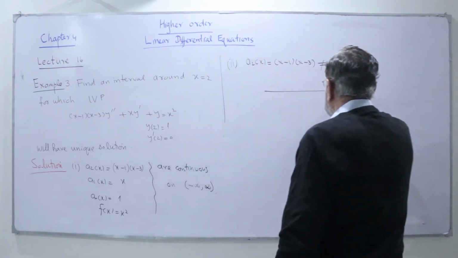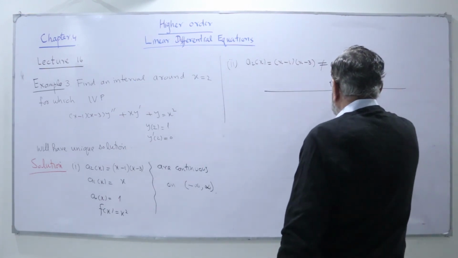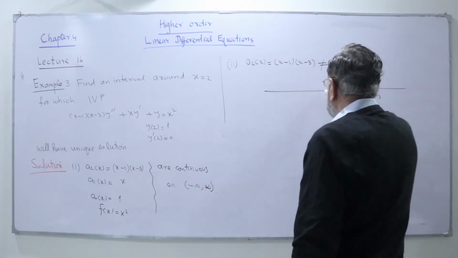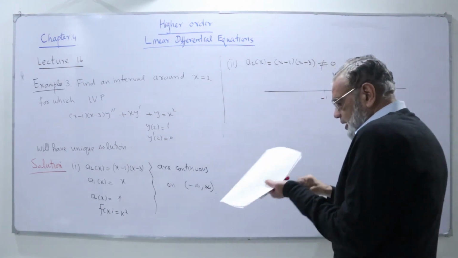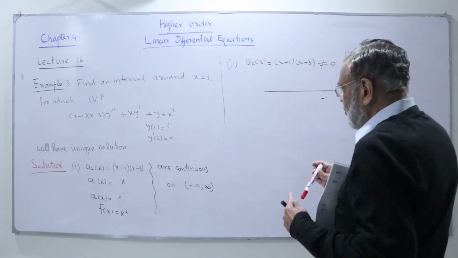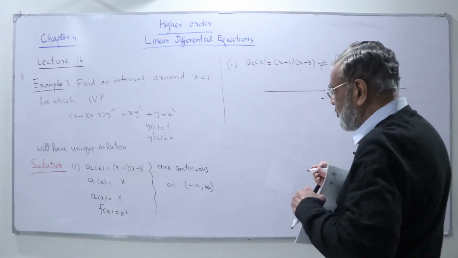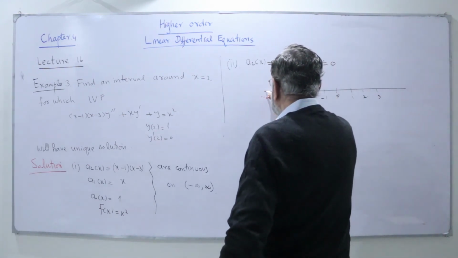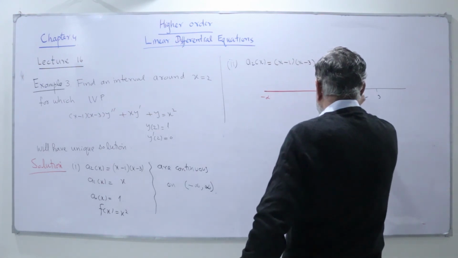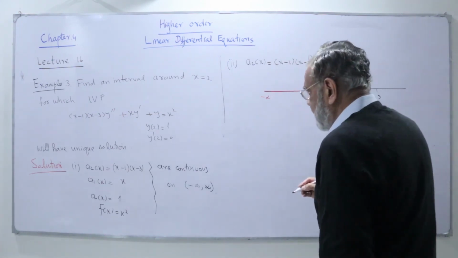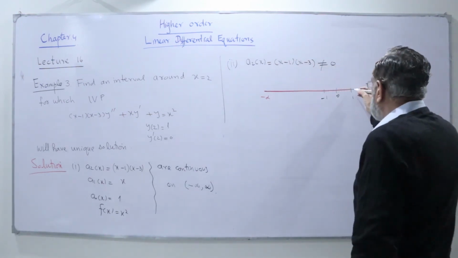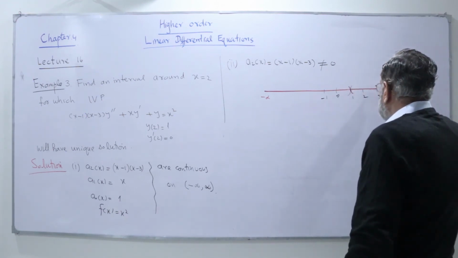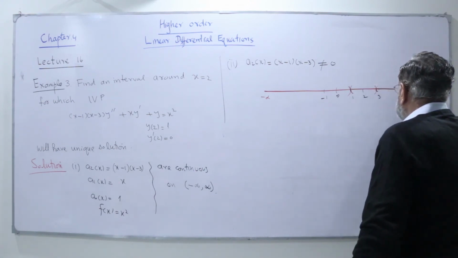What's our interval? This is my 0, this is my 1, this is my 2, this is my 3, this is my -1. When I take the intervals, the intervals are like this: from -infinity to 1, and then from 1 to 3. I take this as an interval. Then we take 1 to 3, then 3 to infinity.